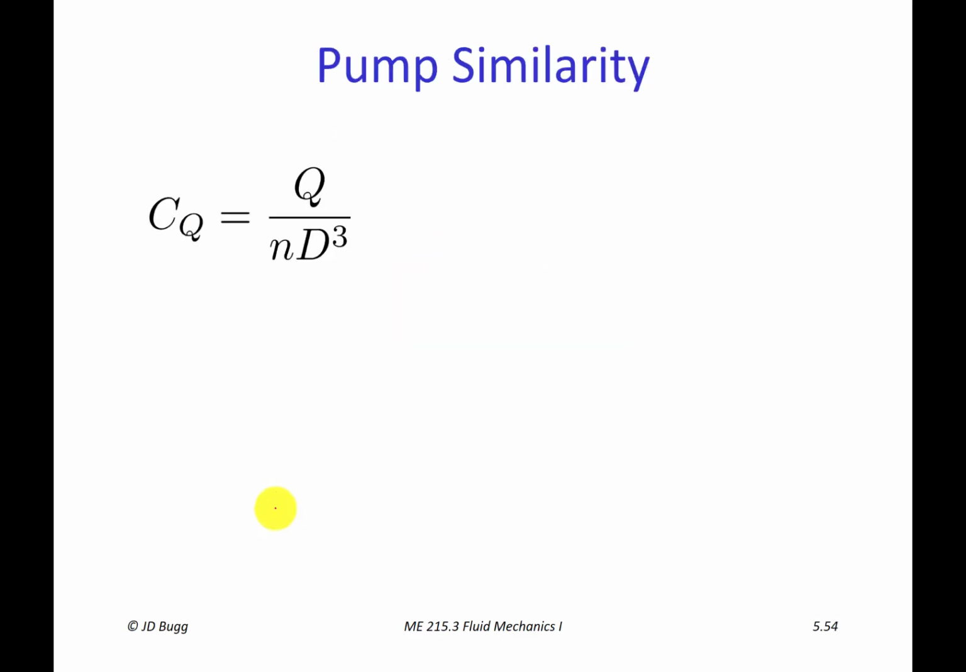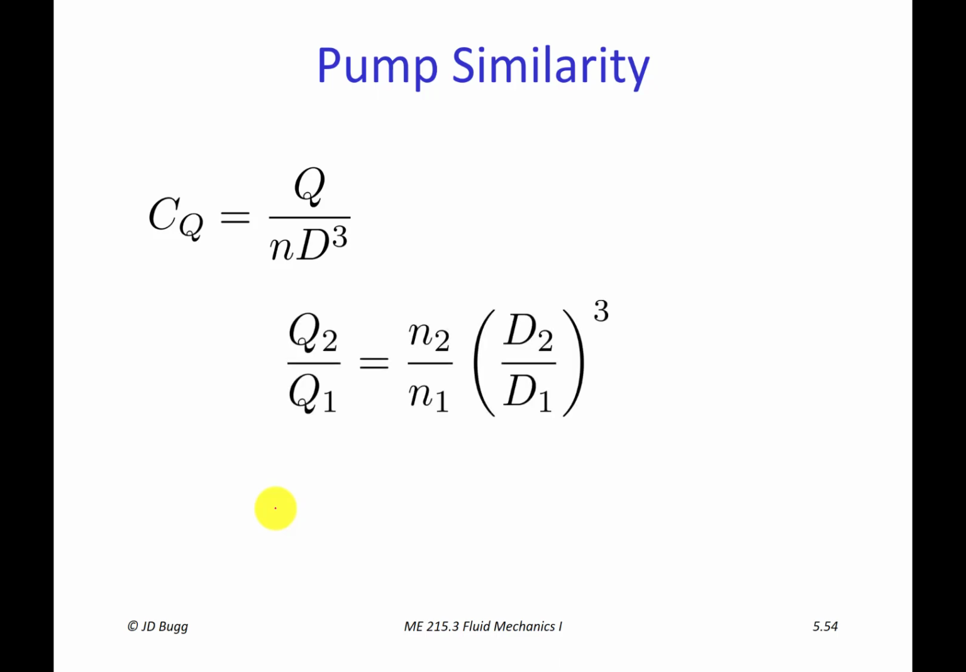Now we want to look at pump similarity. So we've identified these dimensionless groups. Let's look at pump similarity. Well, the capacity coefficient is Q over ND cubed. That means that if we have two pumps that are similar, we can relate their flow rates as follows. So the subscript 1 and 2 refer to these two pumps that are similar. So they're running at geometrically and dynamically similar conditions.